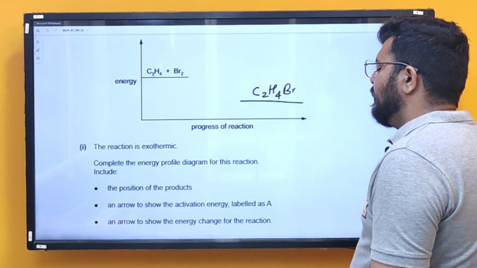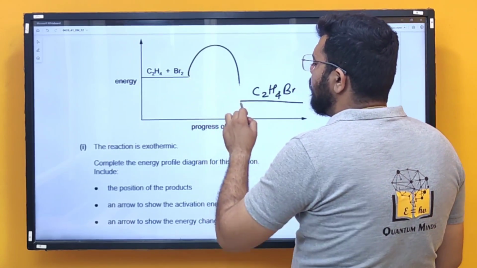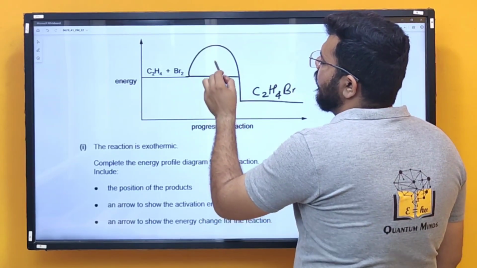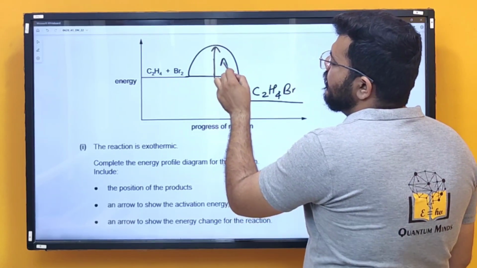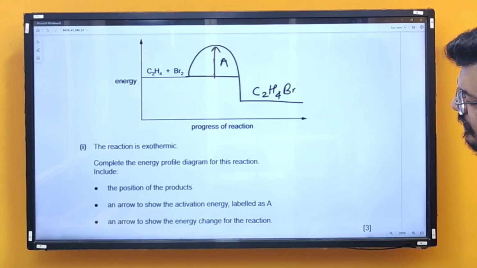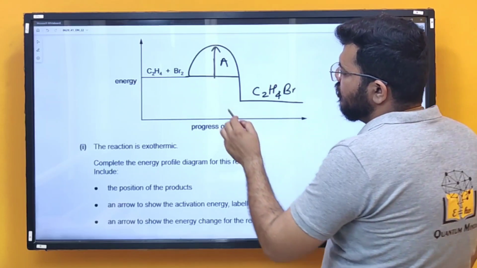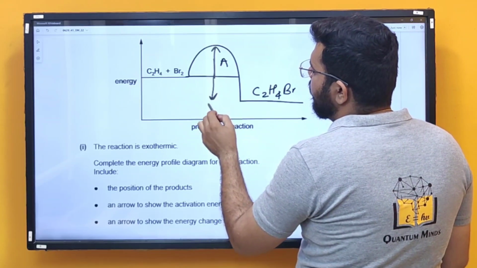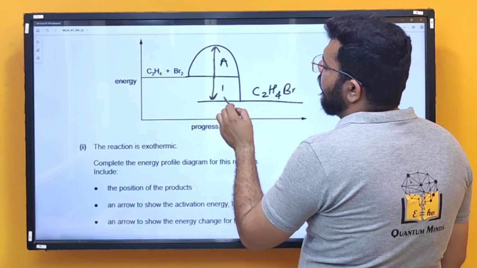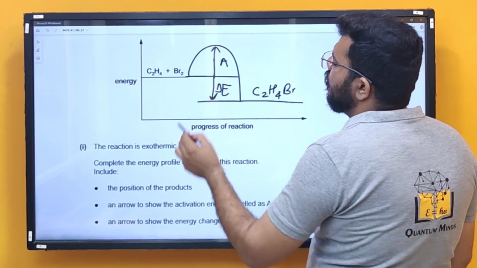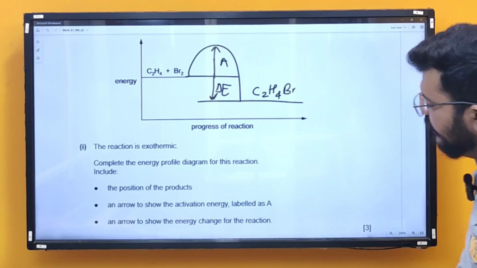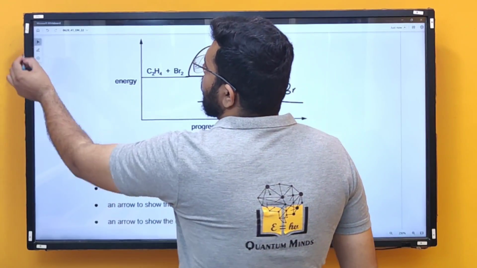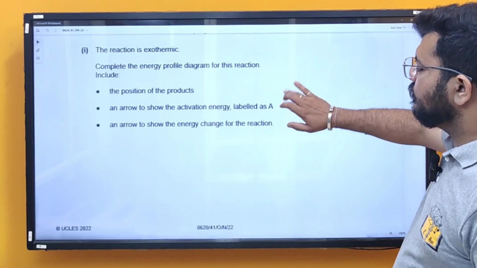An arrow to show the activation energy. So let's draw the energy diagram. The arrow to show activation energy must be upwards and reach here. So it should be A. A is activation energy, and then we show the energy change of the reaction. So I will draw it till here, right? And write delta E, the change of energy during this reaction. Anything else required? No. And that's your answer.